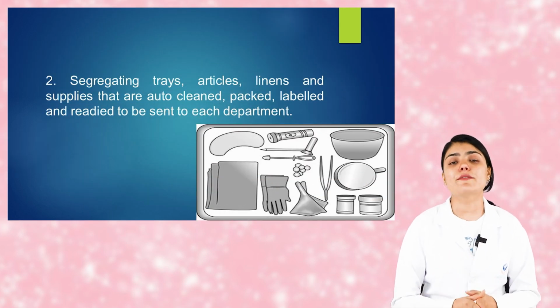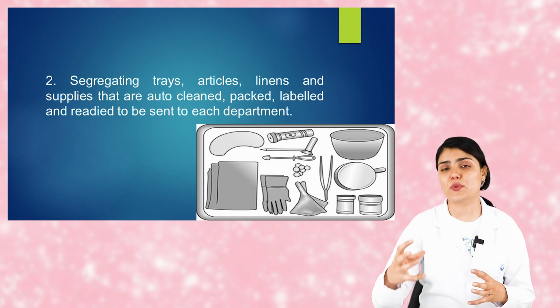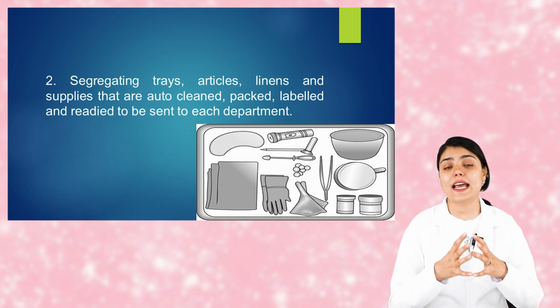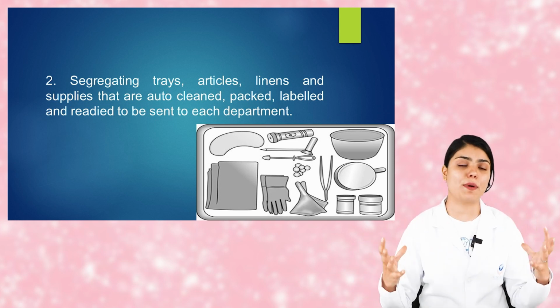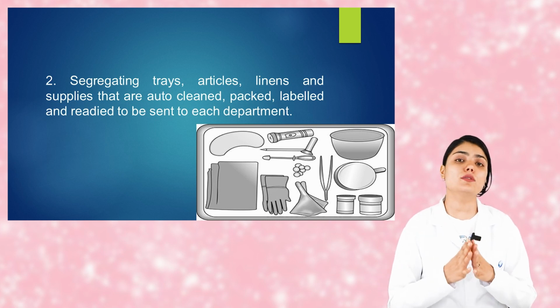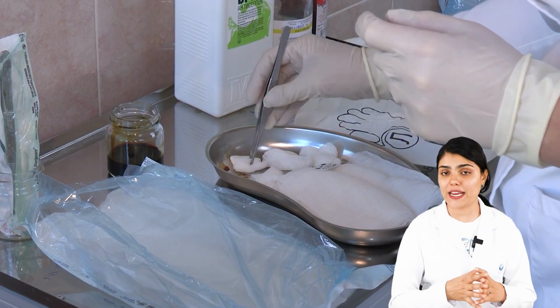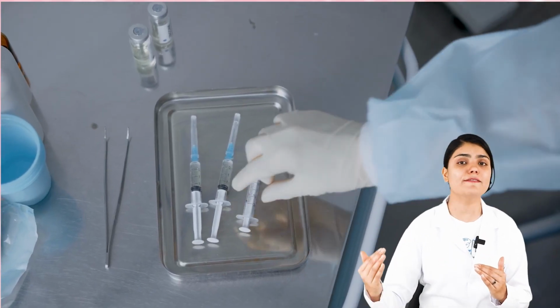The second important function of CSSD is to separate the trays, the articles, and the linens that are to be provided to each department. They receive these from various departments and sterilize those equipment, articles and linens. They also have to ensure that they are sterile and well packed in order to give them back to the respective department.